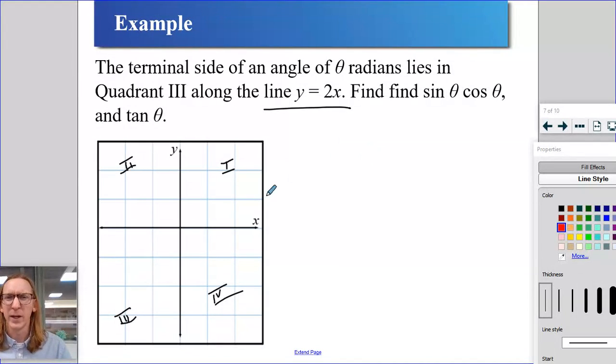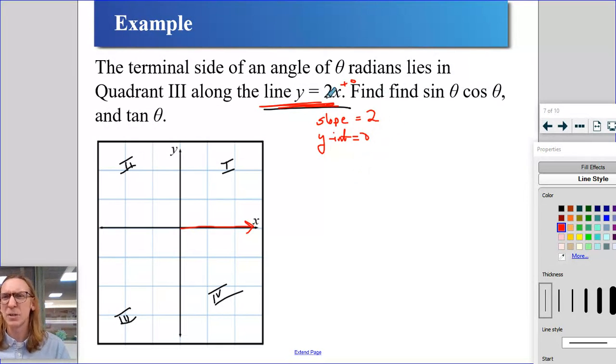Well, let's try to draw a picture of this. Initial side, boom shakalaka. Terminal side lies along this line in the third quadrant. Well, y equals 2x is a line whose slope is equal to 2 and whose y-intercept is equal to 0, because it's y equals 2x plus 0. You've all taken basic algebra. This is something that is an expectation that you know.